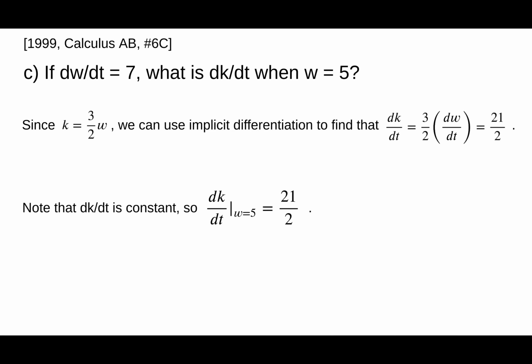Now notice that 21 over 2 is a constant. There's no k in there, or w, or t, or x, or y. It's just 21 over 2. So dk dt when w equals 5 doesn't really depend on w at all. It's just always going to be 21/2.